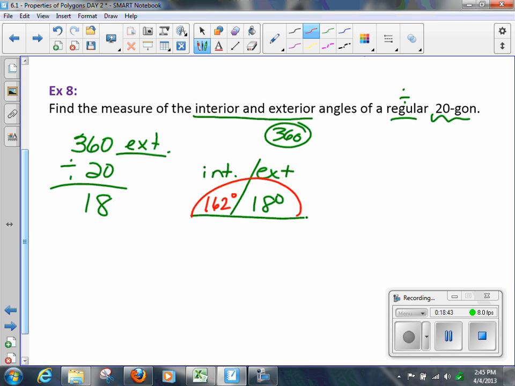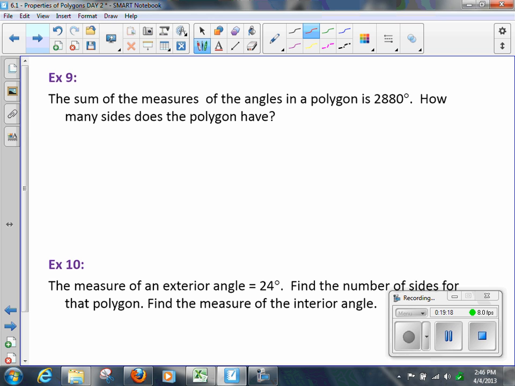Okay, but here's the thing. Do you see how I put this right here beside it? 360 goes with exterior. Why do you think I wrote that? So I won't forget. Because I would do the same thing. And if it will help you to do this, then do that. Okay? Did you have that the exterior angle was 18? Did you have that the interior angle was 162? I don't care which side it's on, as long as you have them labeled correctly. Okay? Any other questions? Let's look at the next one.